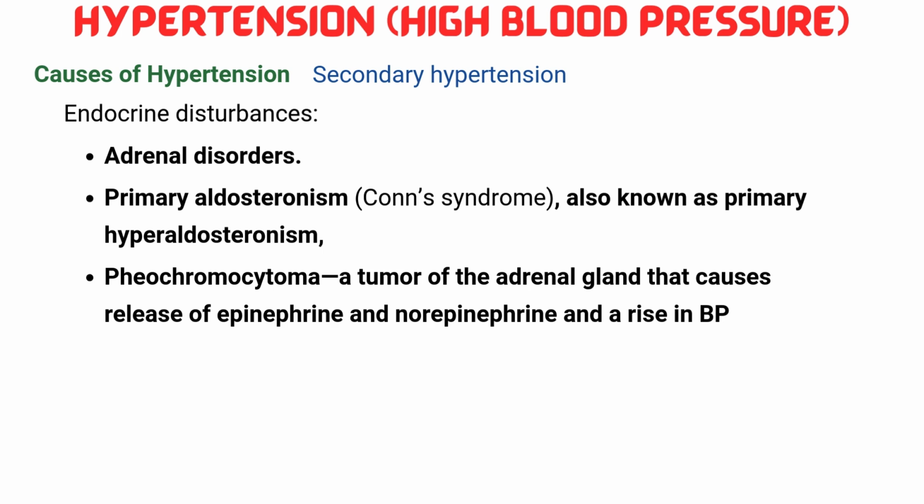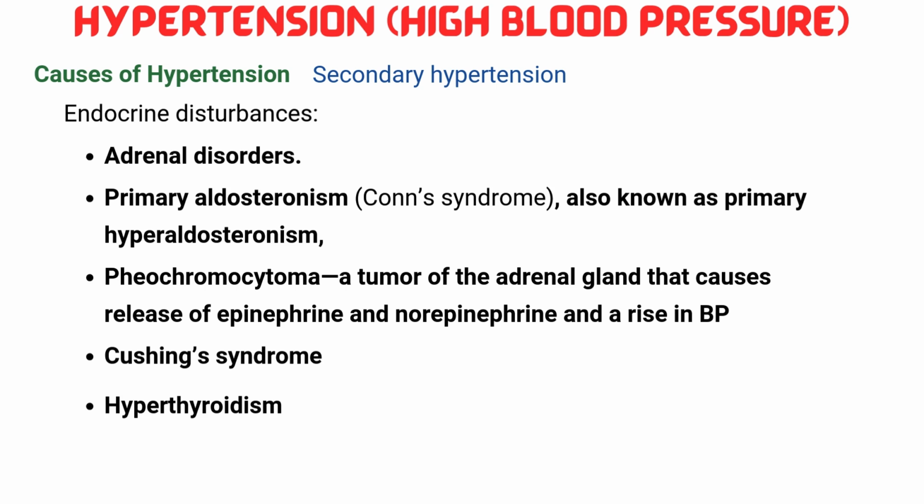Pheochromocytoma, a tumor of the adrenal gland that causes release of epinephrine and norepinephrine and a rise in blood pressure. Adrenocortical tumors lead to an increase in aldosterone secretion and an elevated BP. Cushing's syndrome is a hormonal condition that occurs when a person's cortisol levels are too high, causing sodium and fluid retention and hypertension.